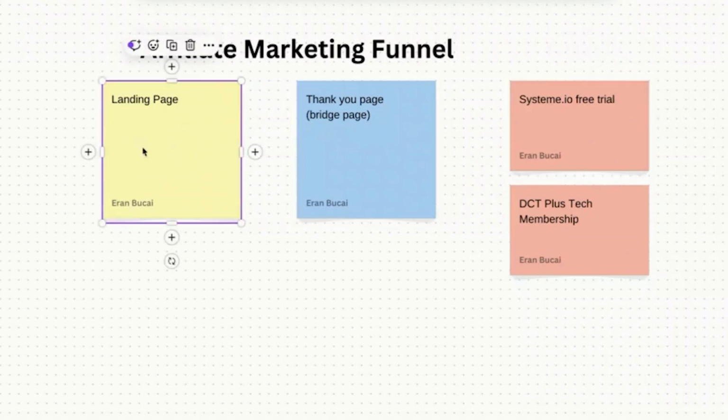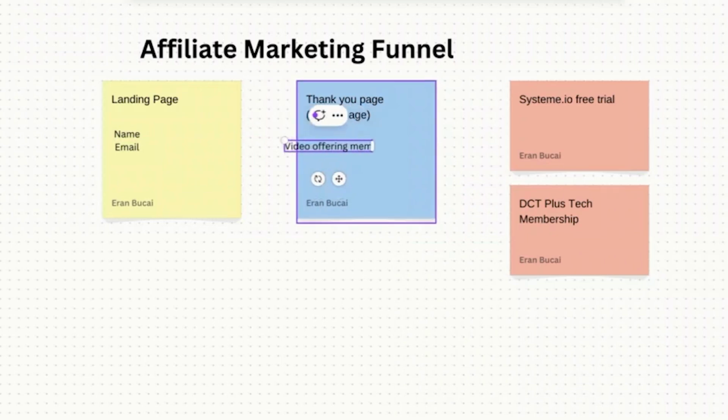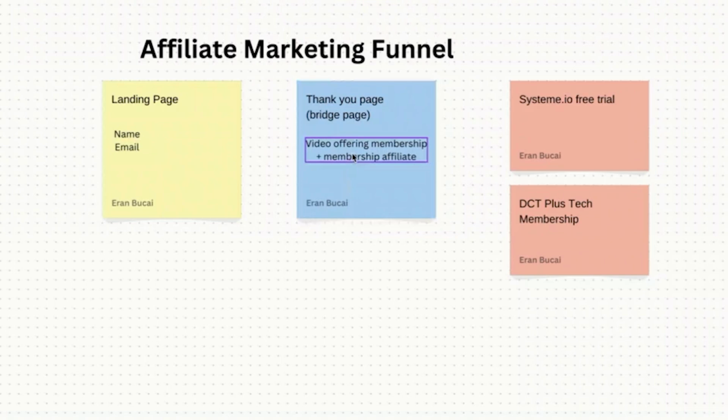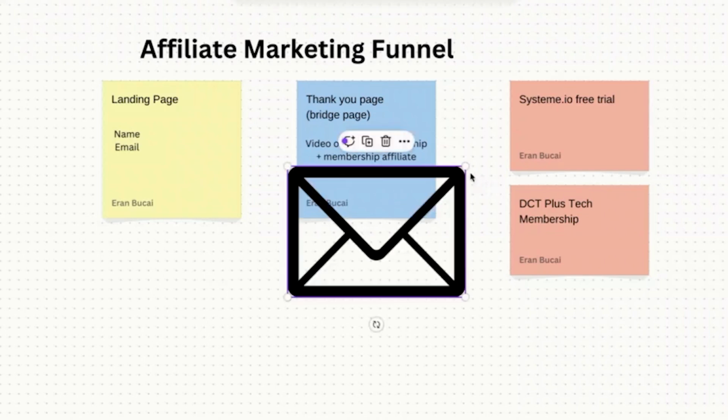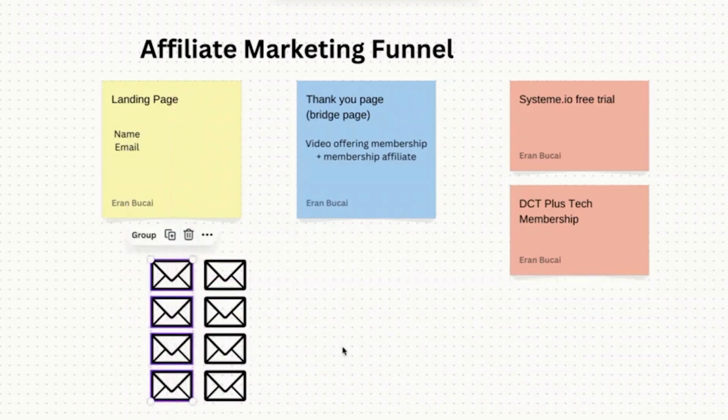So now in the landing page, we're going to ask people for their name and their email, and then here we're going to have a video offering the membership, the free trial membership, as an affiliate. Not in my case because this is my product, but this is what you would do. Now, notice this is a very important piece. We're going to grab an envelope. The reason we're doing an envelope is because you are going to build your email list as part of this. So, make this a bit smaller. Perfect. Okay, so you've got the email sequence.